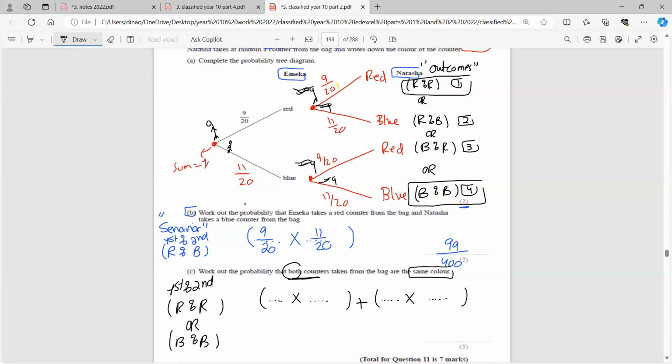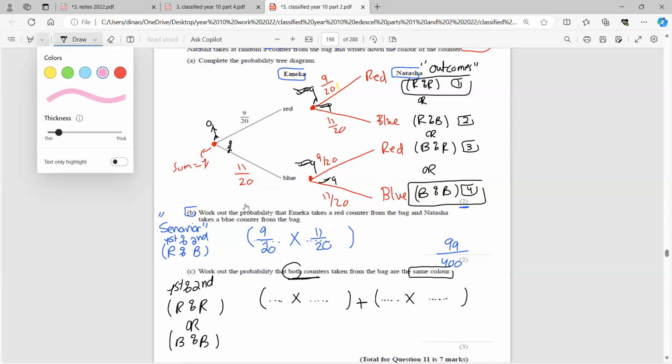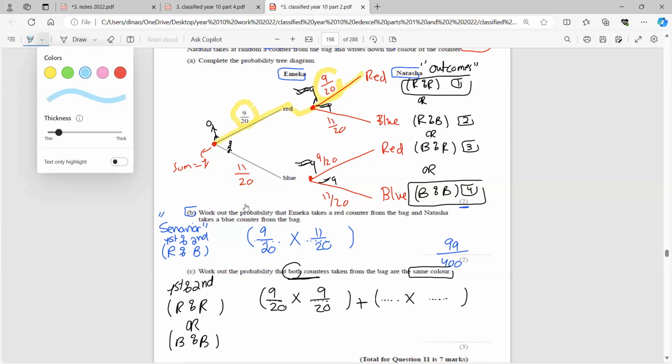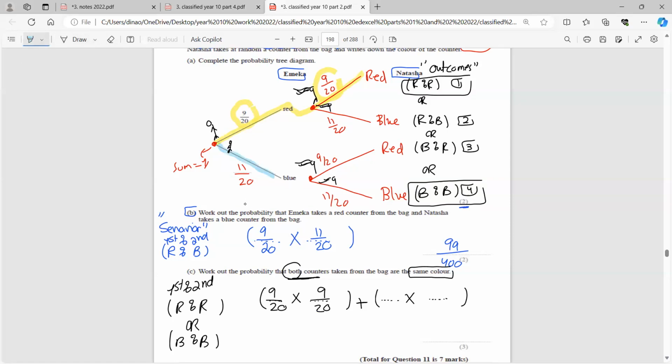How do I find the numbers? Let's walk on the tree. Red and red: the first number is 9 over 20, and the second number is 9 over 20. The second option is blue and blue, on the blue branch and the blue branch. The first blue is 11 over 20, and the second blue is 11 over 20.